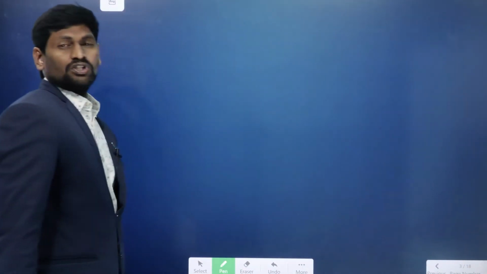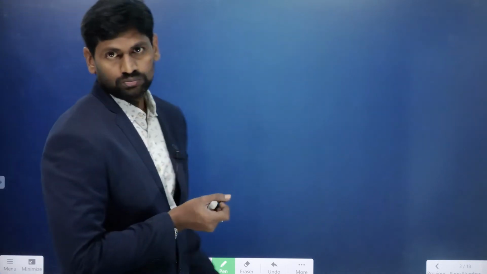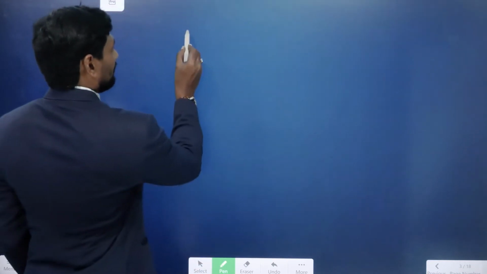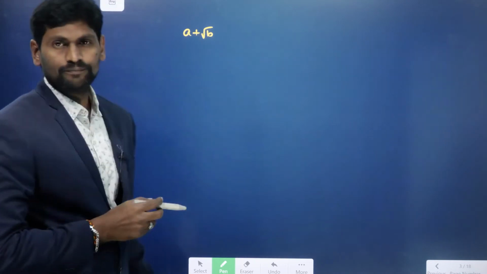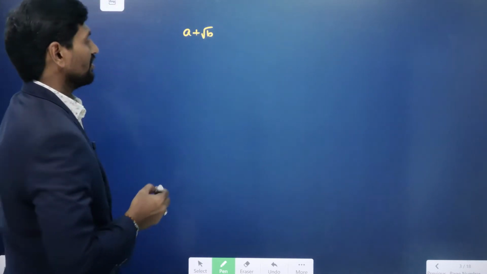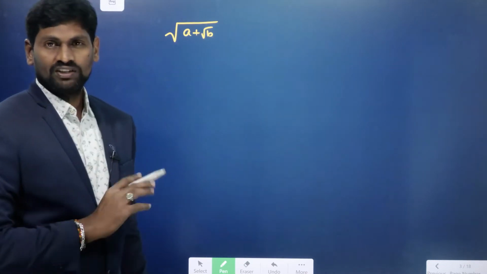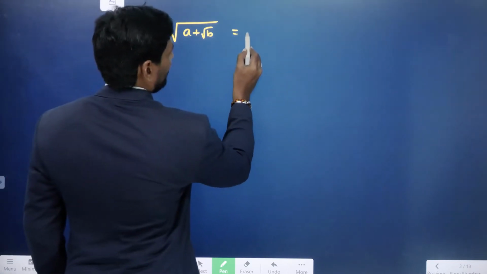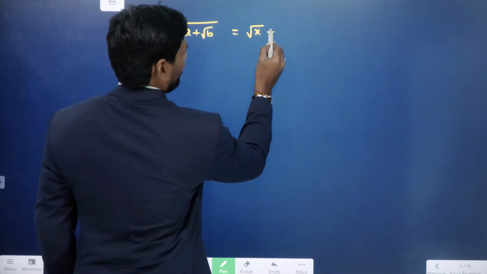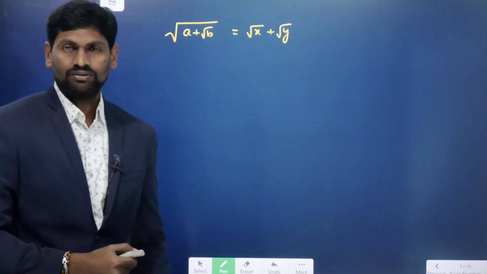Now, square root of a quadratic surd. Quadratic surd means what? Order 2. An order 2 surd is called a quadratic surd. For example, a plus root b is a quadratic surd, order 2. How to find the square root of a quadratic surd? For this, we should take it equal to root x plus root y. That means we need to find the x value and y value.